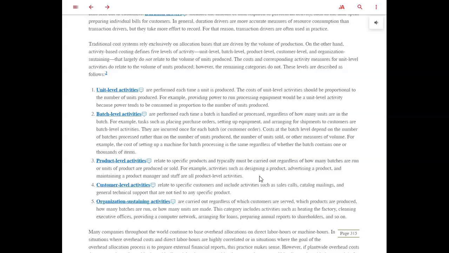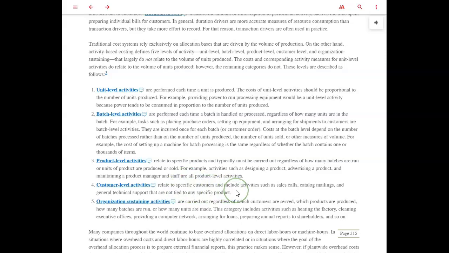So if you need to design a product, advertise for a product, or maintain product management staff, these are product level costs. You spend this money regardless of how many batches you have of that unit or how many units that you actually produce. The next level is the consumer level activity.